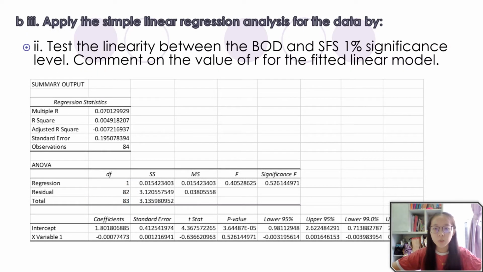For this question, we need to test the linearity between BOD and SFS at the 1% significance level, and comment on the value of R for the fitted linear model. This is the value for R. This is the value for F test, the value for significance F, the value for T test, and this is the value for P value. First step, we need to list down H0 and H1. H0 means there is no relationship, while H1 means there exists a linear relationship.